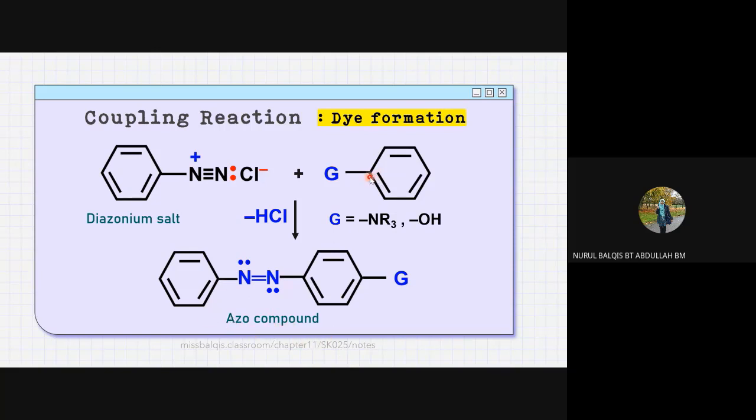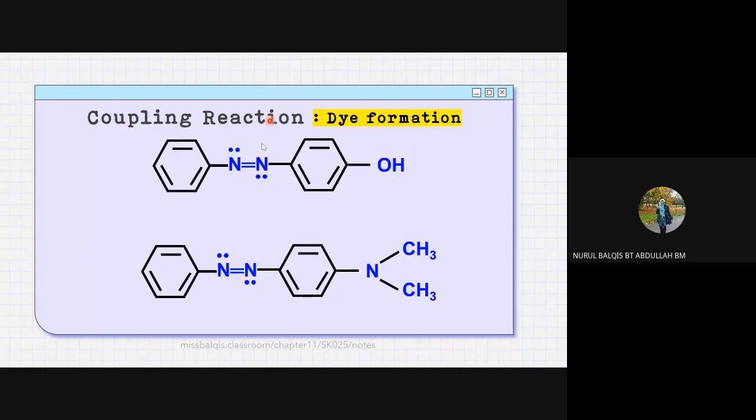Okay, nampak tak dia masuk dekat para direction? Asalnya ini satu, sekarang ni duduk kat sini. Maksudnya dia masuk kat para kan? Dia masuk kat tepi ni. Okay, miss. Okay, so kalau kita tengok very detail, awak akan dapat these two compound lah. Yang ni kalau awak react dengan phenol tadi. Ni kalau awak react dengan compound, kita ada N,N-dimethyl aniline kalau kita react tadi.